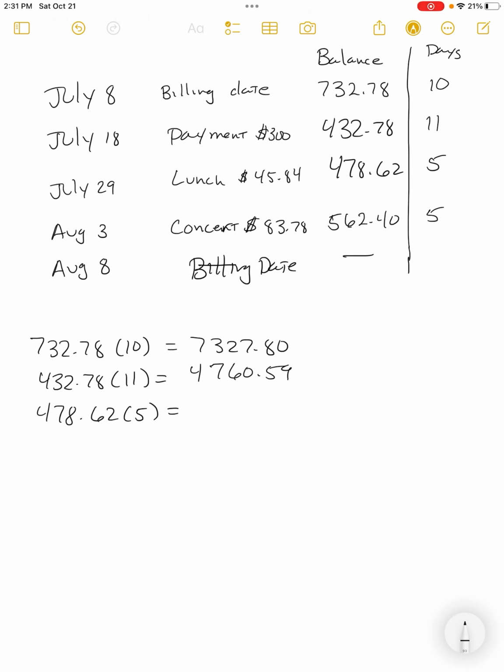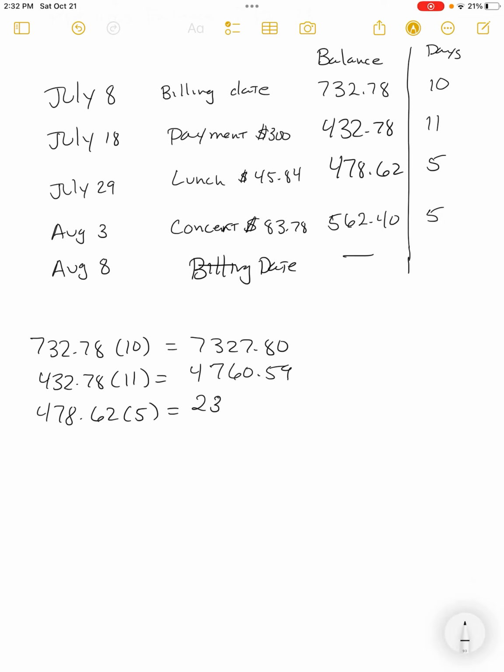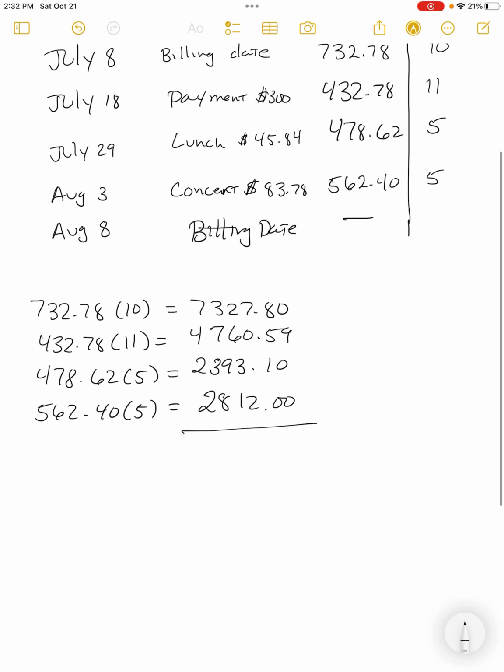So 478.62, and I need to multiply that by 5, and we get 2393.10. And then we have the 562.40 balance. That's over 5 days. And so we take the 562.40 and multiply by 5, and we come up with 2812 even. Awesome. So I'll put a 0.00 in there. So now what we need to do is add all those up.